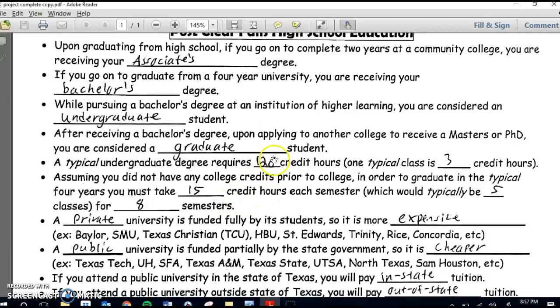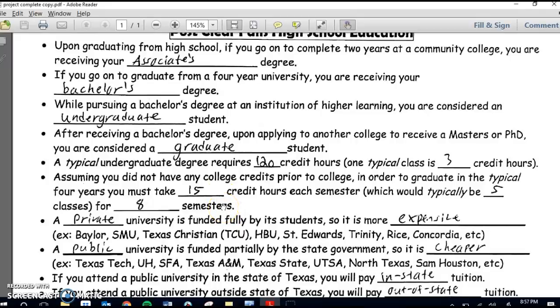Generally, it requires 120 credit hours to graduate with a bachelor's degree. Generally, classes are anywhere from 3 to 5 credits. Most of them are 3 credits. Most of your lab classes are up to 5 credits. Rarely you'll get a 4-credit class, but most of them are 3 credits. That's what credit hours is, just how many credits there are for the class.